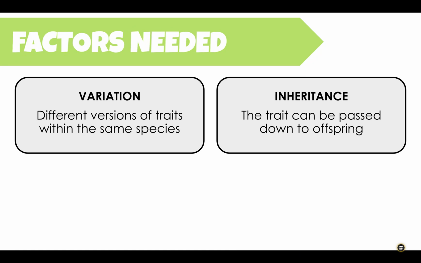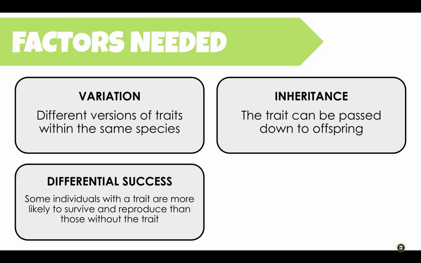There needs to be inheritance of the trait. That means the trait must be able to be passed down to offspring. For example, in humans, if I am a brunette, I have brown hair, but I dye my hair blonde, that is not a trait that I will pass down to my offspring. It is something that I've done after the fact that has nothing to do with my DNA. So in order for that trait to be a part of natural selection, we need to make sure it is inherited. It's part of the DNA.